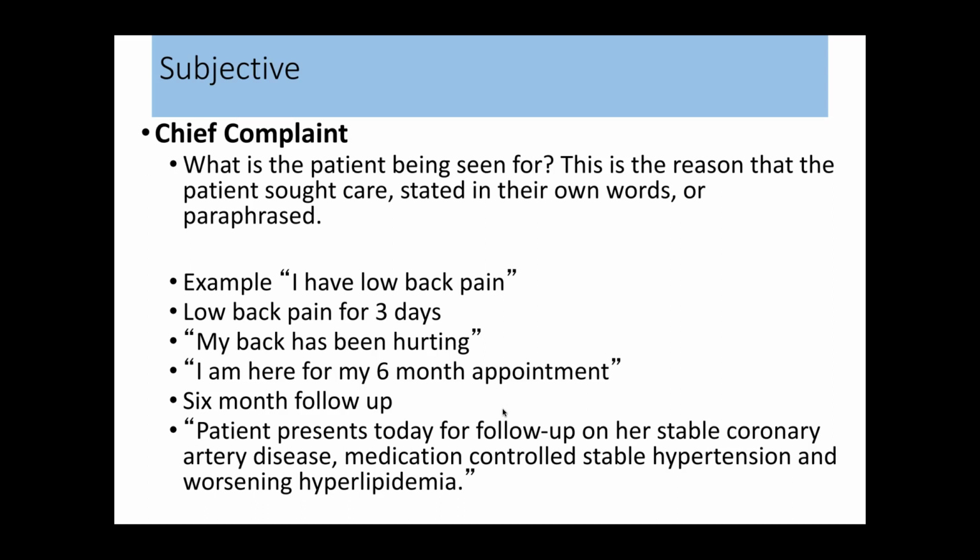You're going to say here for a complete physical exam, or you're going to say here for sports physical, for basketball. Done. That's all you have to do. You don't write anything else. Don't go into details, because that's what you're going to write in the history of present illness.